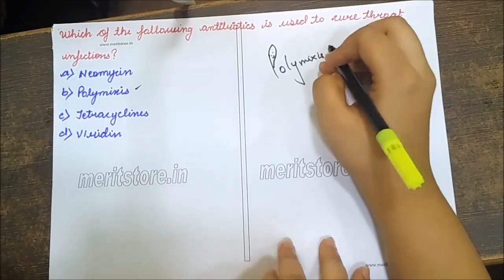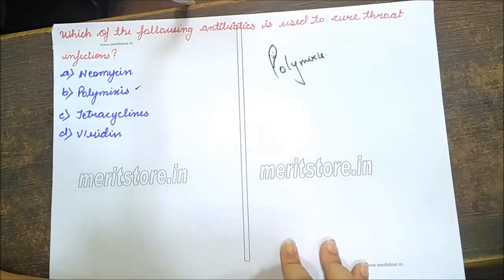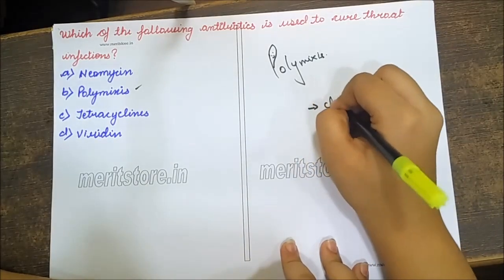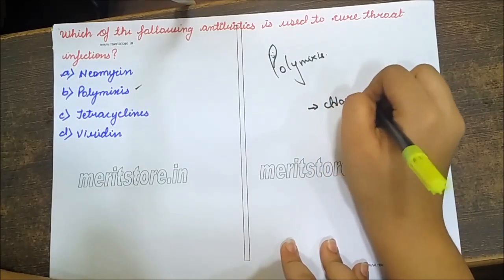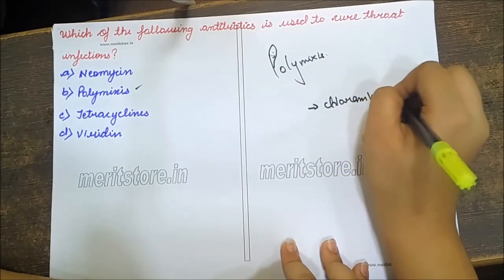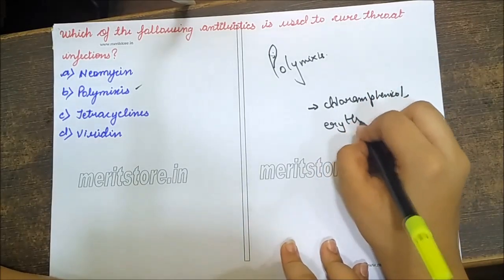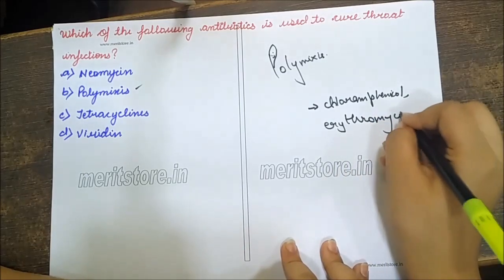Among the given antibiotics, that is neomycin, tetracyclines and viridin, tetracyclines, auramycin obtained from Streptomyces aureus, is used to cure whooping cough. Some of the antibiotics are also useful, for example, chloramphenicol and erythromycin.